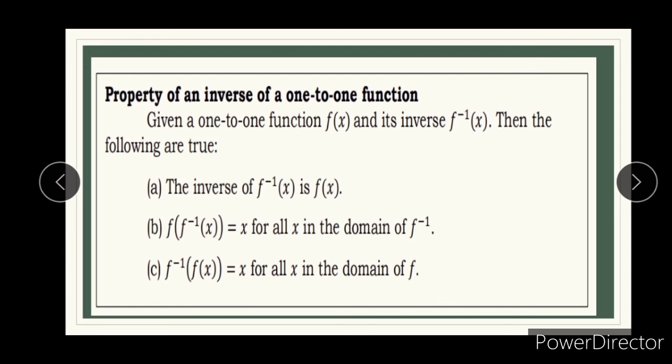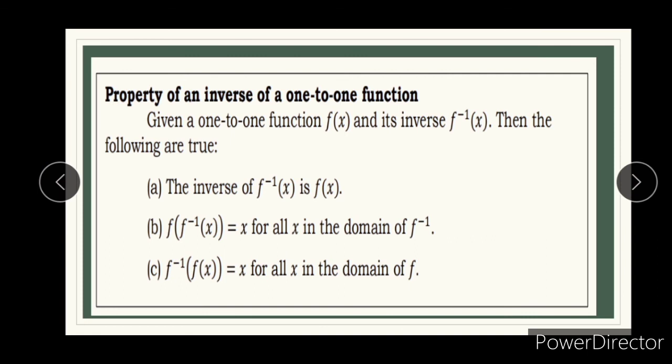Given a one-to-one function f of x and its inverse f inverse of x, the following are true. First, the inverse of f inverse of x is f of x. Second, f of f inverse of x is equal to x for all x in the domain of f inverse. Third, f inverse of f of x is equal to x for all x in the domain of f.